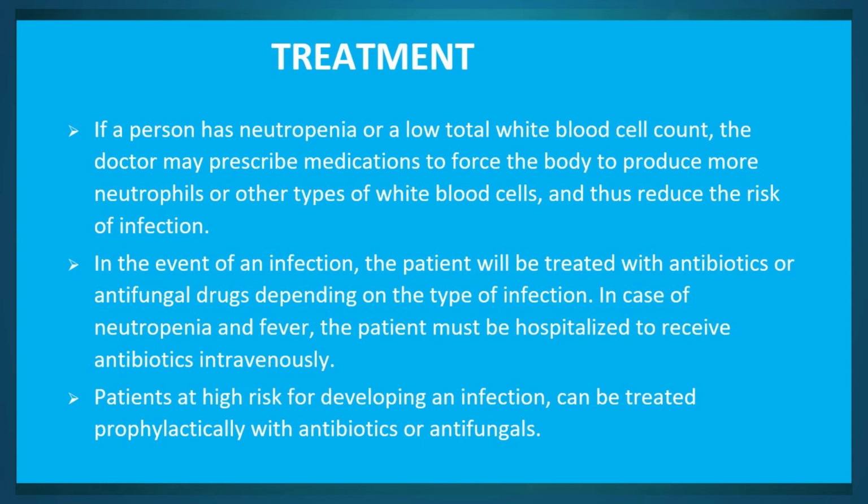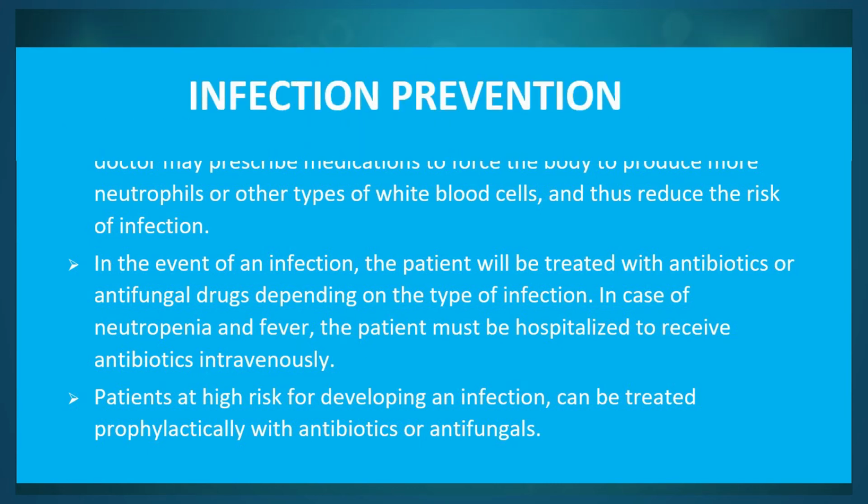medications to force the body to produce more neutrophils or other types of white blood cells, and thus reduce the risk of infection. In the event of an infection, the patient will be treated with antibiotics or antifungal drugs depending on the type of infection. In case of neutropenia and fever, the patient must be hospitalized to receive antibiotics intravenously. Patients at high risk for developing an infection can be treated prophylactically with antibiotics or antifungals.